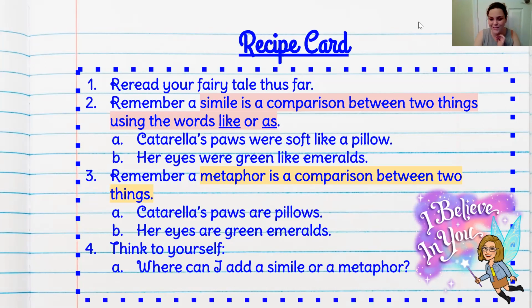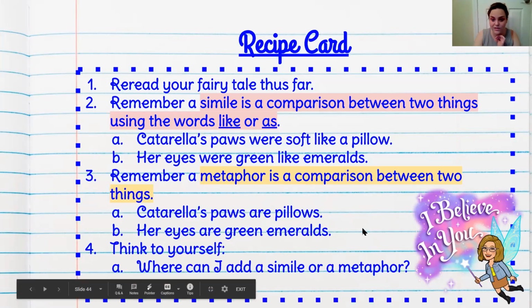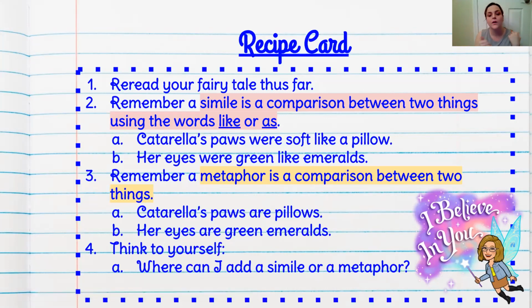So I use the same idea so that you can see the difference between a simile and metaphor. Catarella's paws are pillows. Are they really pillows? No, right? But I'm comparing it so that the reader knows that her paws are very, very soft. And I'm not using the word like or as.